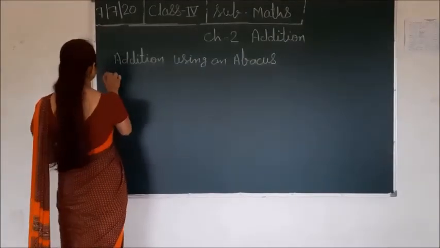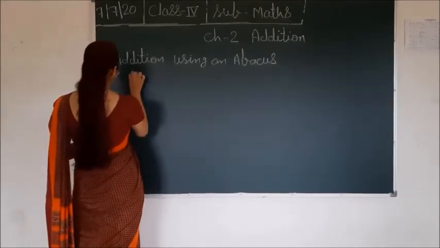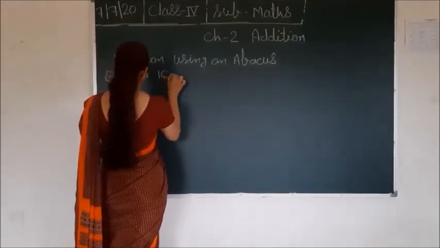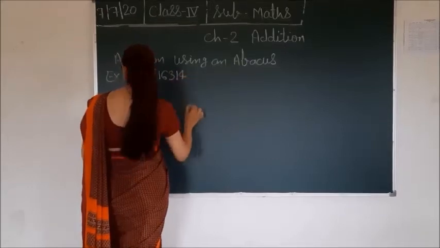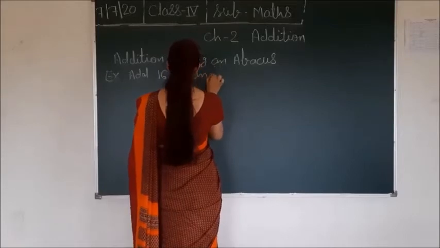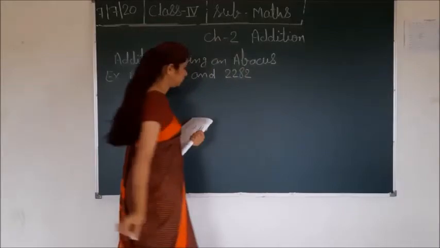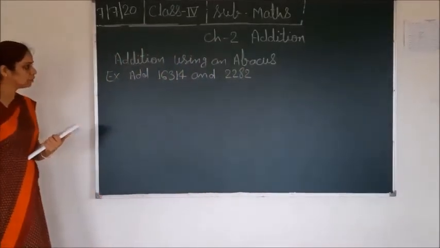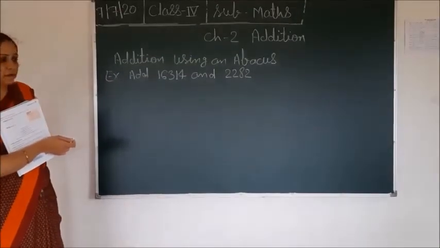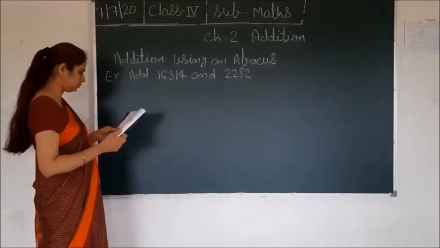Now look here. For example, add 16,340 and 2,282. Okay? Then plus it on abacus. We draw abacus. First we draw abacus. Now first we look here.